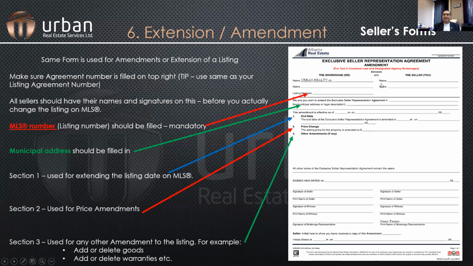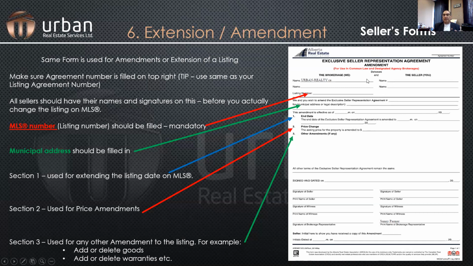So if you're going to extend the listing, this amendment form is also used as an extension. So you will change that the end date of the exclusive agreement, which was this or whatever was on this agreement, is being amended to such and such time and such date. So if it was extended, let's say from May 30th originally to June 30th, then you would put, this is the agreement number, the possession date, or the listing date on that one has been extended to 11:59 p.m. on June 30th. So from May 30th to June 30th.